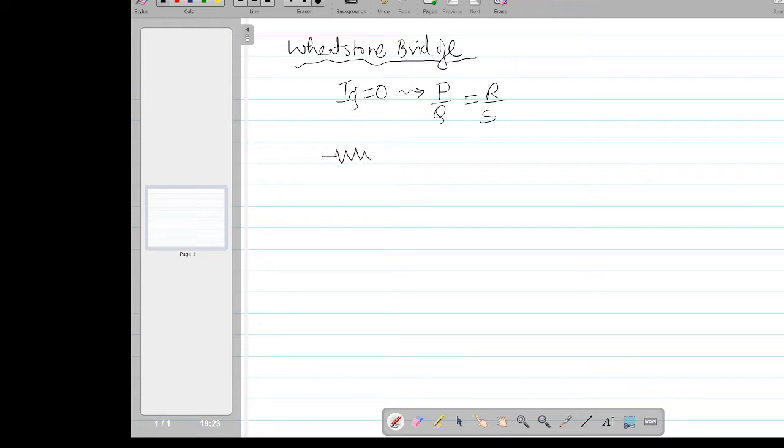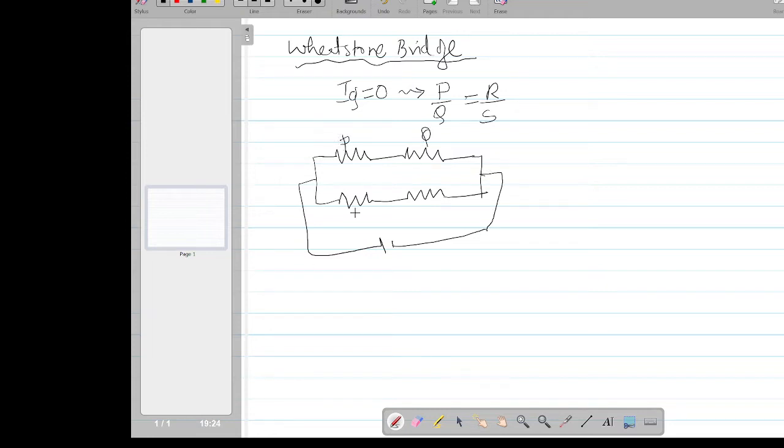So in the last class we used this circuit. These are the 4 resistors, connected like this, and there is one more resistor in between them, which we call G, and there is a battery connected to this circuit.